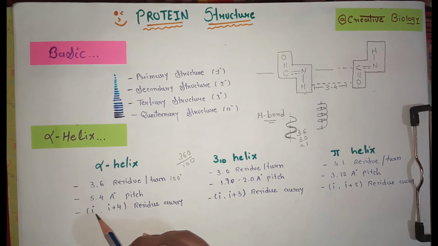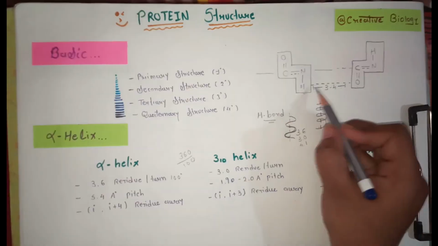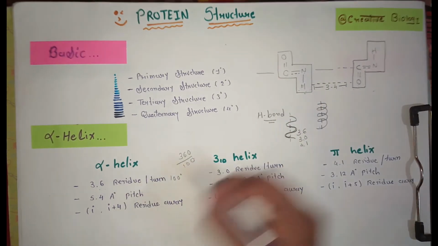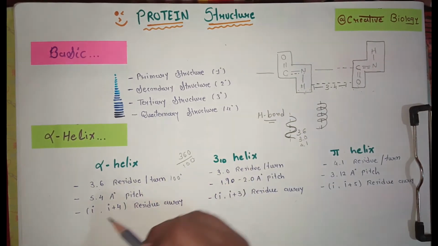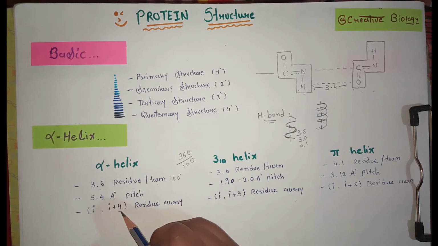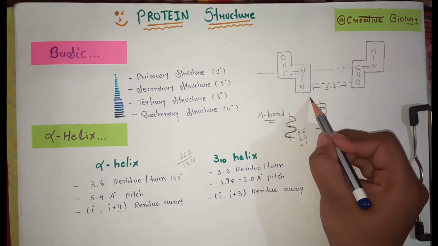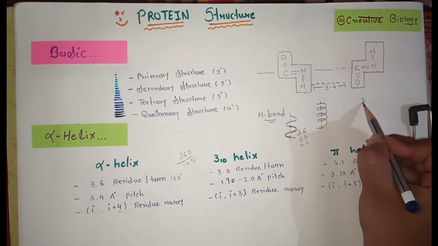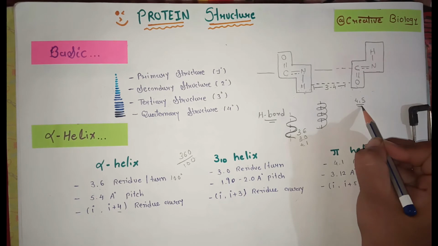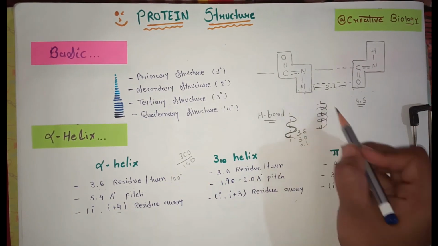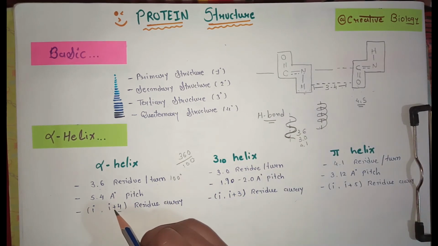Okay, now what is this? This is I plus 4 residue, which means that a hydrogen bond is formed between residue I, assume I is the first amino acid, and the one 4 positions after it. In case of an alpha helix, after 4 amino acids, the fifth amino acid forms the hydrogen bond with that first amino acid. So that type of structure makes the alpha helical structure.